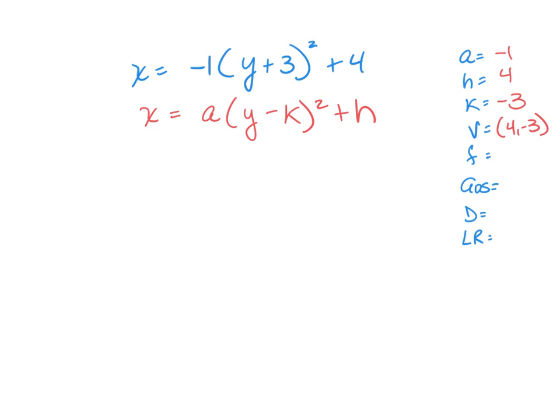Focus, we're going to write down the formula. Focus is H plus 1 over 4A, comma K. So H is 4 plus 1 over 4 times -1, comma K is -3. So that's going to be 4 minus 1/4, which is 3.75, comma -3.